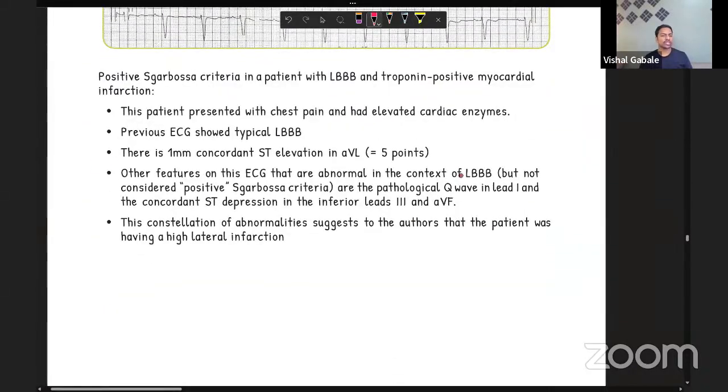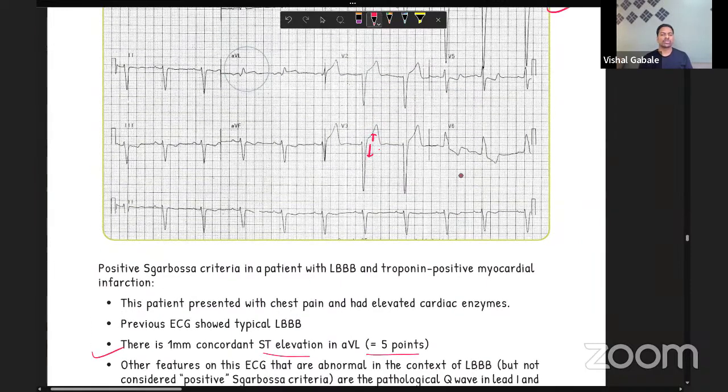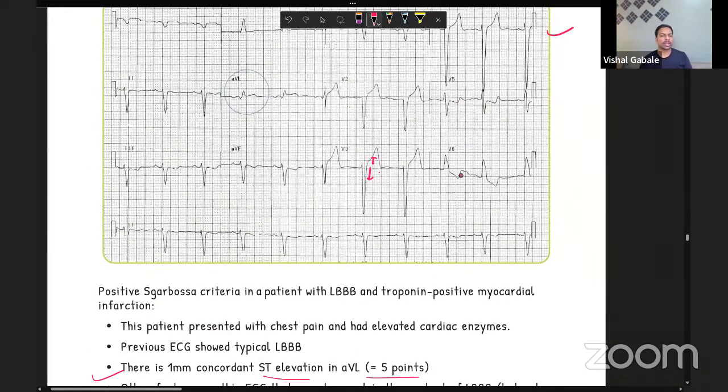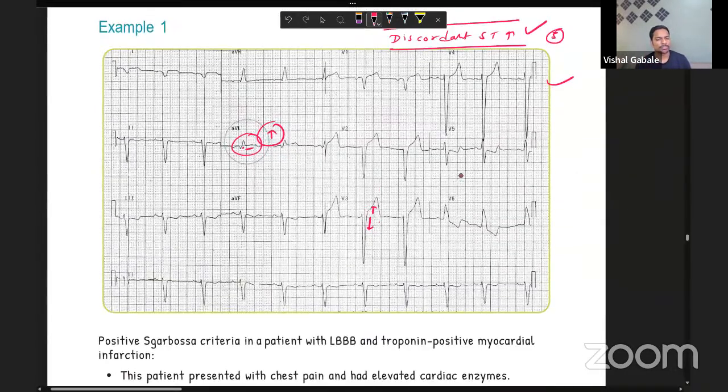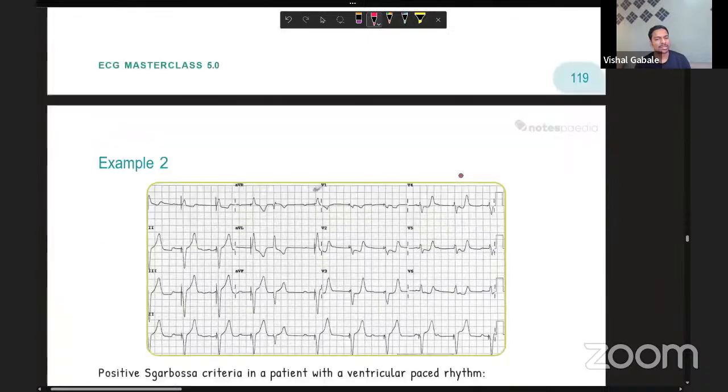Okay. So there is 1 mm concordant ST elevation. There is 5. Okay. So this is discordant only. And here they are saying about the concordant. Okay. This is about the concordant ST elevation in aVN. So that's how you diagnose the patients in case of left bundle branch block. Okay, so both types of ST elevation are there in this patient. So that's about the Sgarbossa.